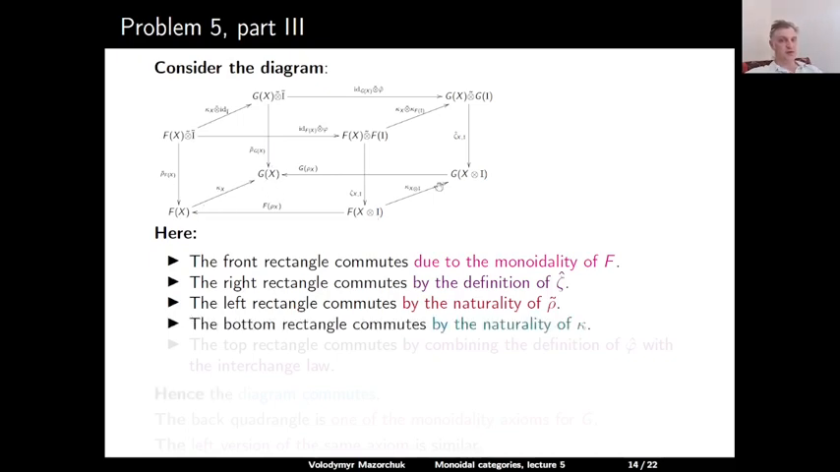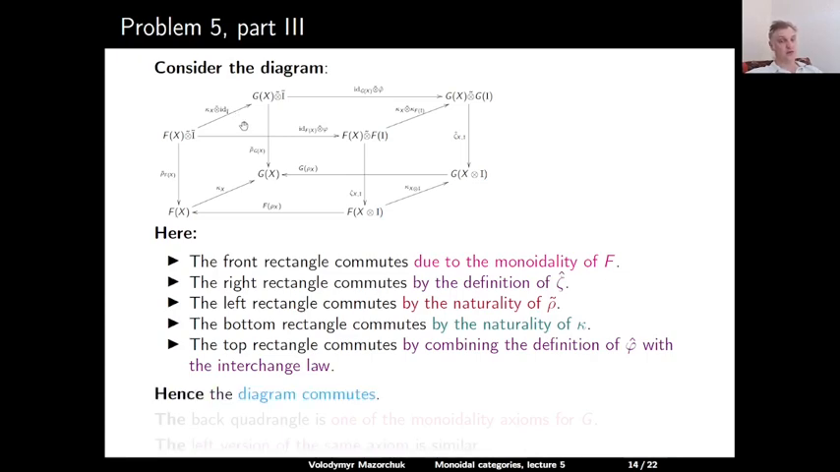The bottom rectangle is commutative because kappa is a natural transformation. We have kappa here and kappa here, F here and G here. And the top rectangle commutes if we combine the definition of phi hat, so this is for the second factor, and the interchange law. So for the first factor, we just have kappa. So this means that the whole diagram commutes.